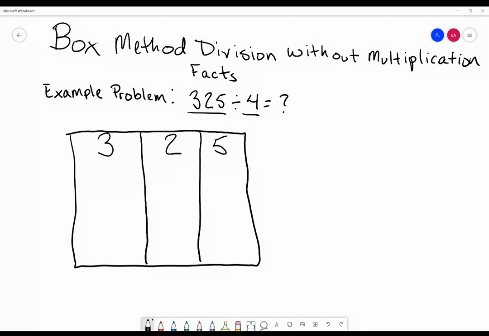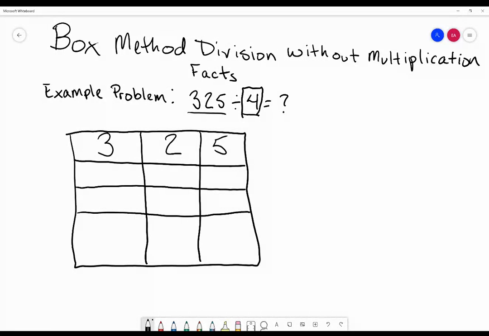Next, when I look at my divisor, I see that I have a 4. So since we're dividing without knowing our multiplication facts, we need 4 sections underneath each of the digits in our dividend. So we're going to go ahead and make our 4 sections because we're trying to divide 325 evenly between 4 groups.